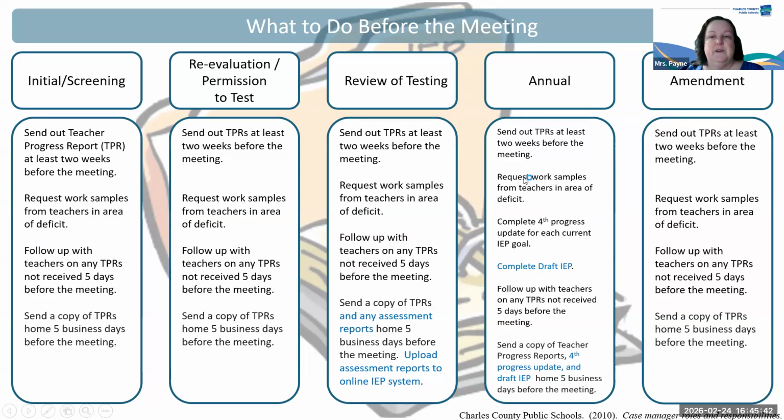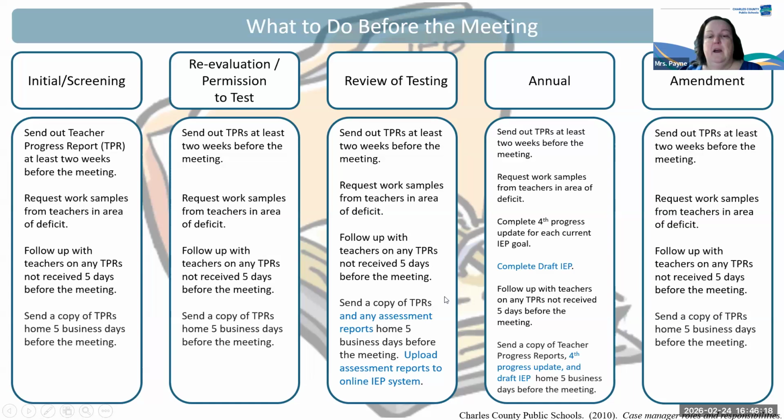So in all of the meetings, we're going to send out teacher progress reports, right? So first we need to send the blank form to the teacher and ask them to fill it out. And they need to fill it out and get back to us so that we can send that home 5 days before the meeting, 5 business days before the meeting, okay? We also are asking teachers for data samples for their students. And everything basically for all types of meetings are the same, except for review of testing.